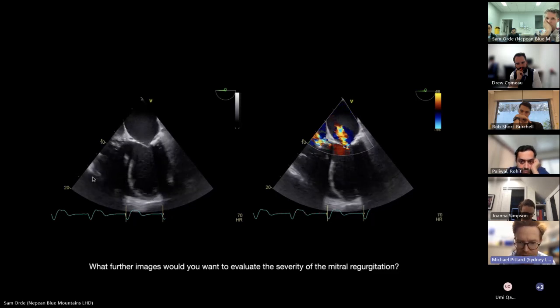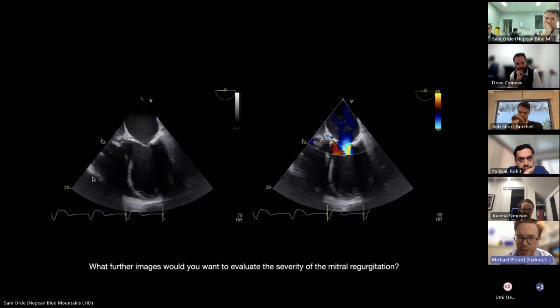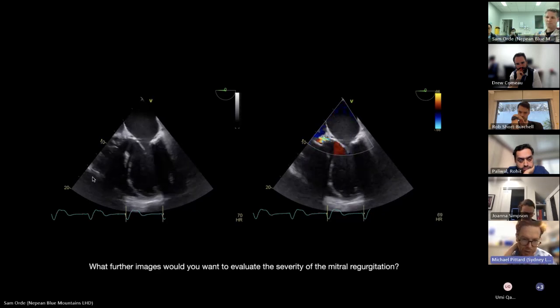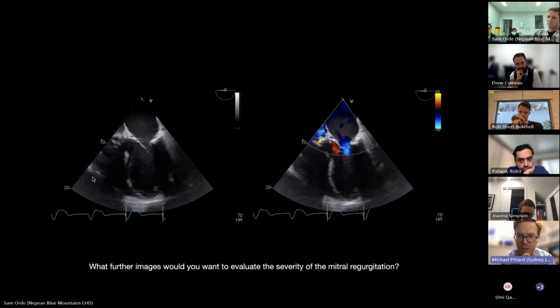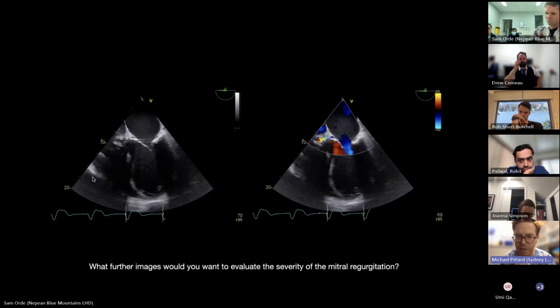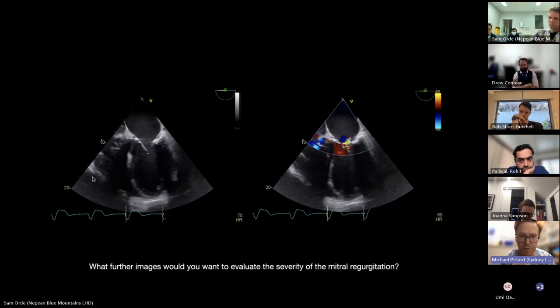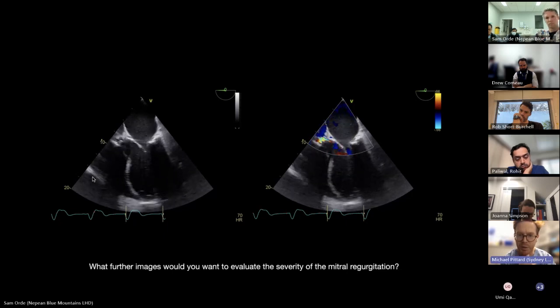What further images would I like to evaluate the severity? So I'd like to see the mitral regurg in multiple planes, so both the 60-degree view as well as a 120-degree 3-chamber view, just to see if that jet is in any other directions that I can't quite see at the moment. It would be good to see a continuous wave Doppler as well as views of the pulmonary veins with pulse wave Doppler to assess pulmonary vein flow. They are the main things I can think of to assess the severity.